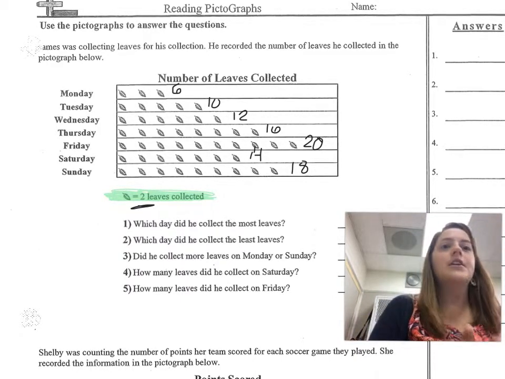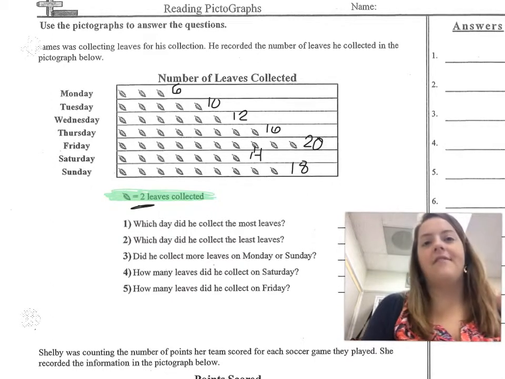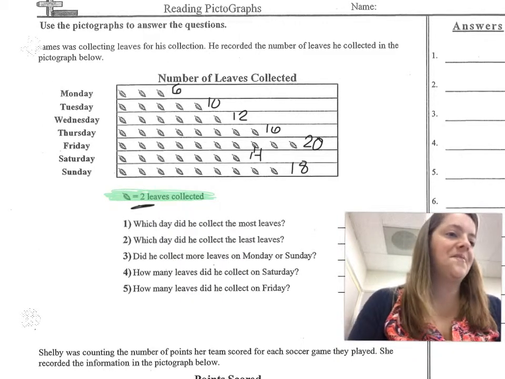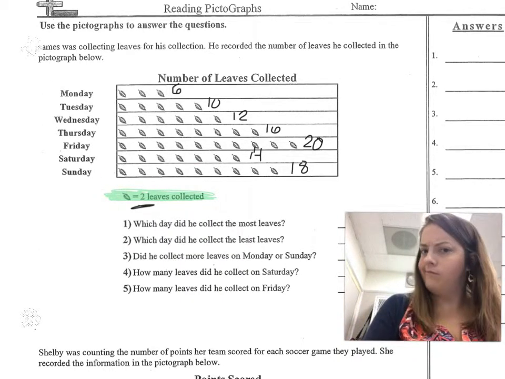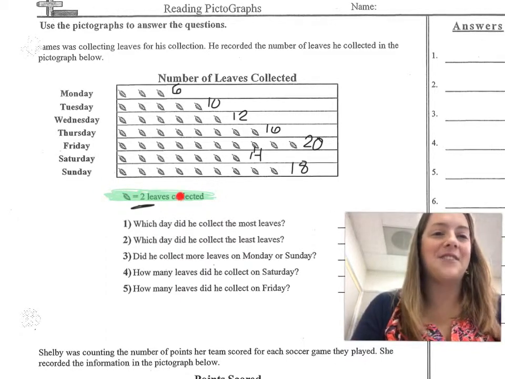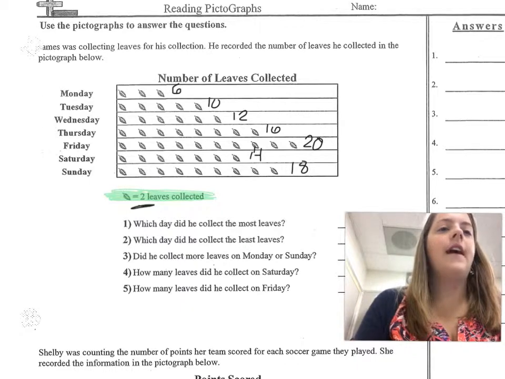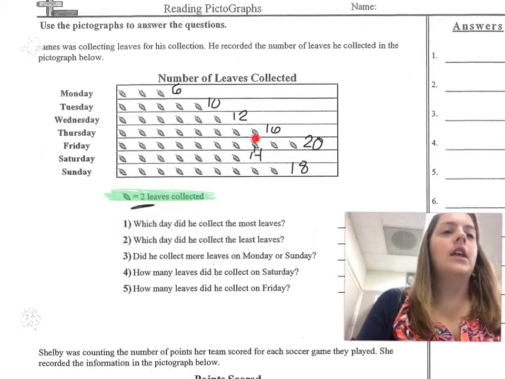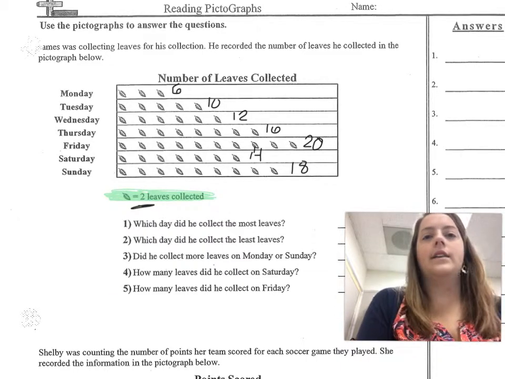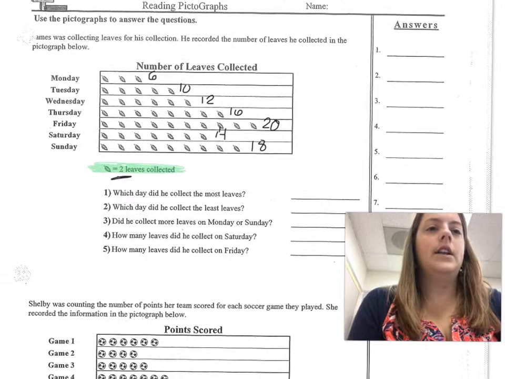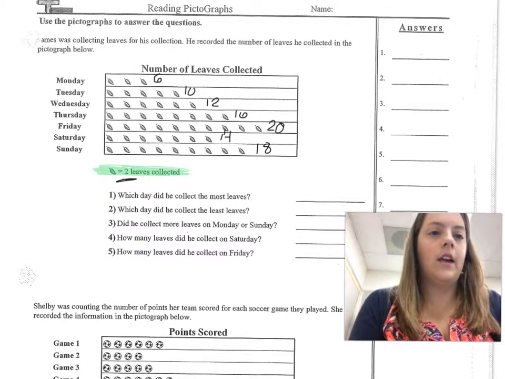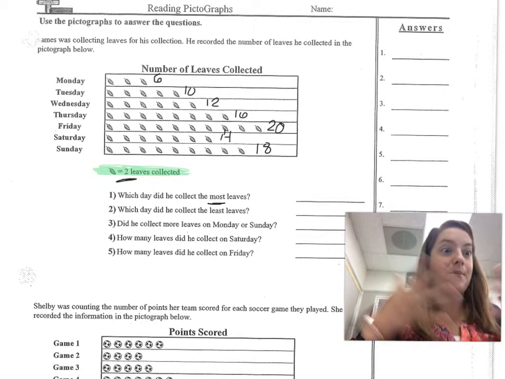Okay, so again, the first step in a pictograph is to highlight. You want to know how much the picture is worth. Always highlight how much your pictograph is worth. Then you're going to find how much is worth in each column. Then you can answer the questions. So number 1 says, which day did he collect the most leaves? Remember the word most here, I'm going to go ahead and underline it, means big, or the biggest amount.